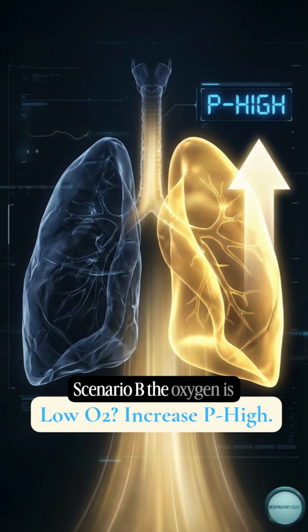Scenario B, the oxygen is too low. Do not just crank the FiO2, you need recruitment. You can either increase P high to open more alveoli, or you can decrease T low. By shortening the release time, you trap more gas, creating more intrinsic PEEP and recruit the lung.